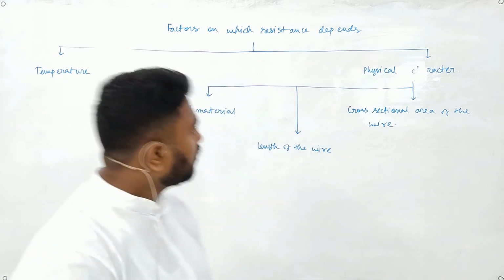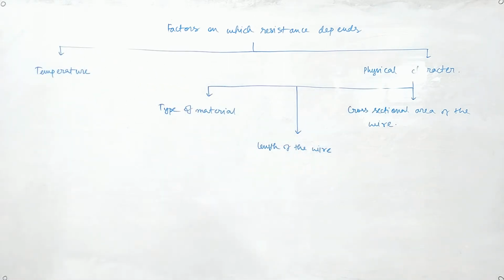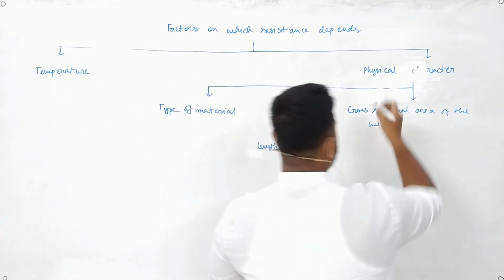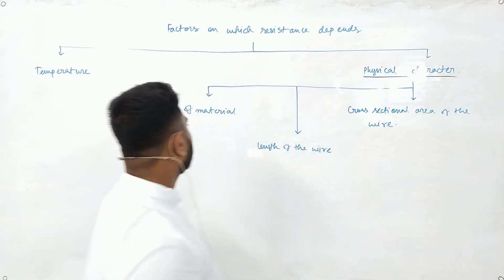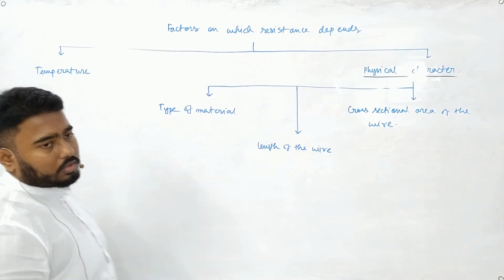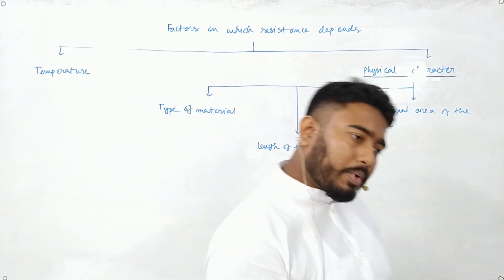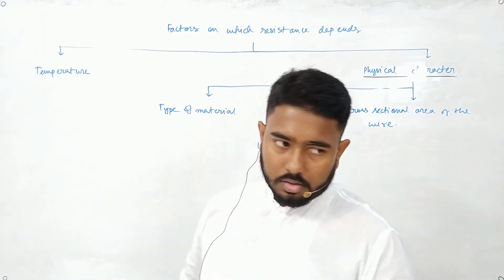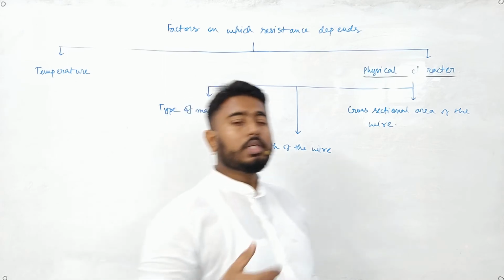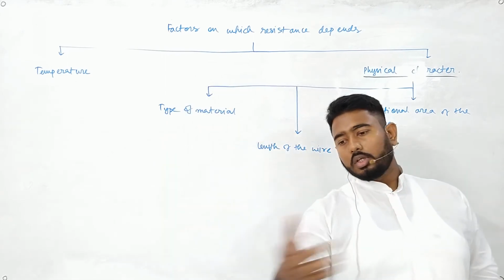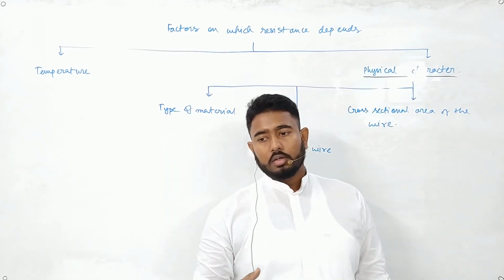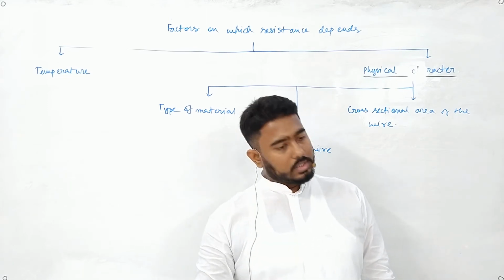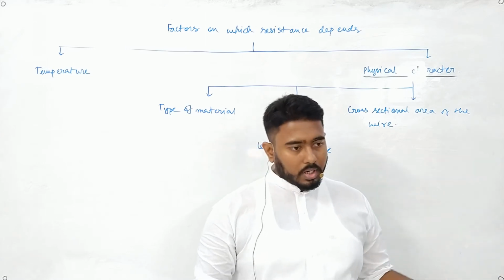Now we will go one by one. First we will deal with physical characteristics. See, type of material. We can use a copper wire, we can use nichrome, we can use tungsten. Tell me which one is a good conductor. Copper is a good conductor or nichrome is a good conductor? Copper. Now out of copper and silver, which one is a better conductor? Silver. So silver is the best conductor that we know.